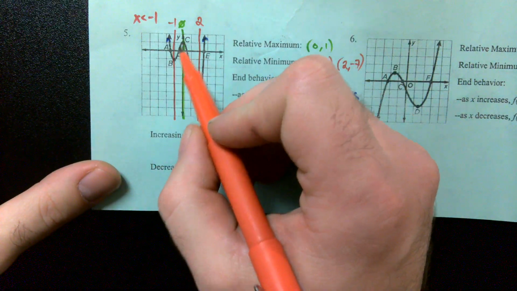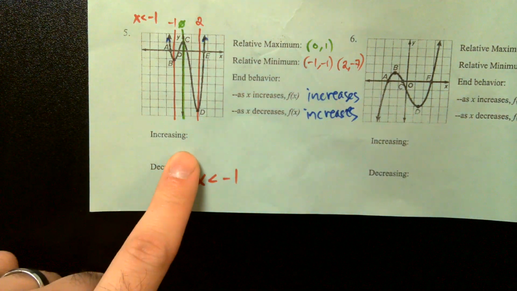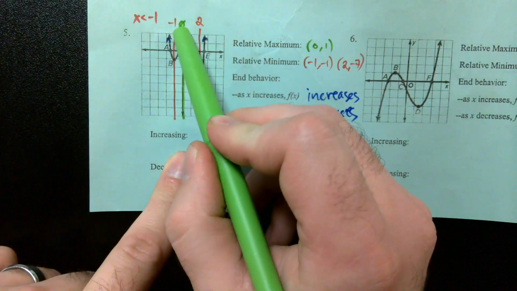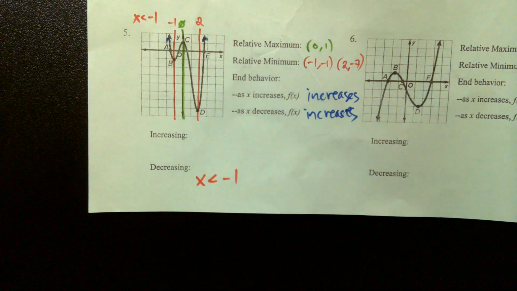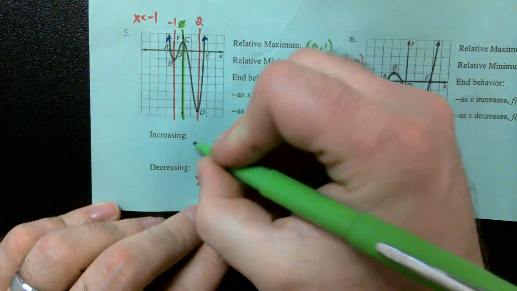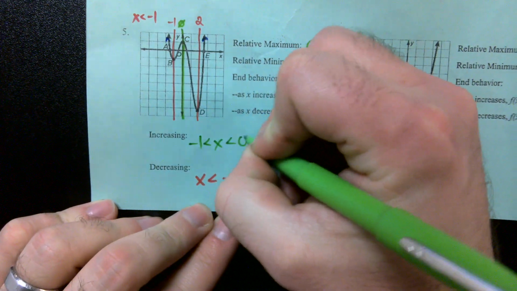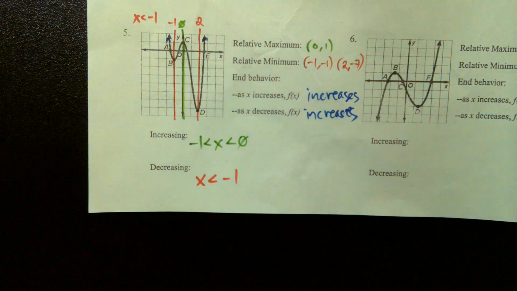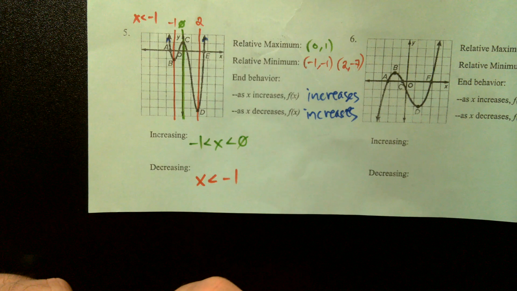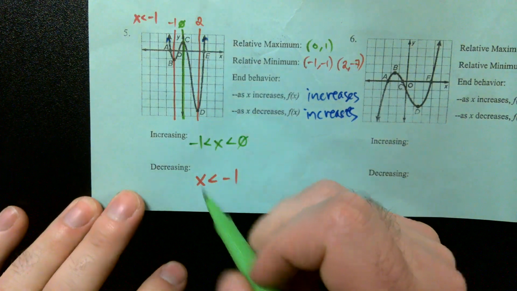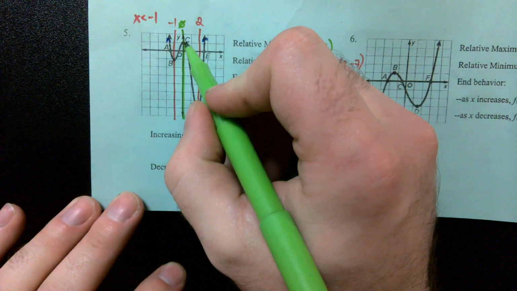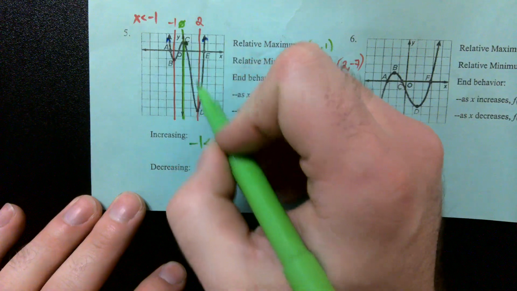Now this section in here obviously must be increasing then. It starts at -1 and it goes to 0. How can I write that as a compound inequality? -1 is less than x, less than 0. That's right. -1 is less than x is less than 0. And that's increasing. I hit point C. And I switch to a decreasing interval.